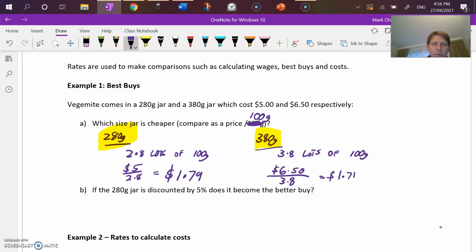So therefore, the 380 gram jar is cheaper. Now, in most cases, it probably intuitively makes sense to us because in most cases, buying in bulk tends to be less expensive. But often you might turn up at a store and the smaller size container is on special.